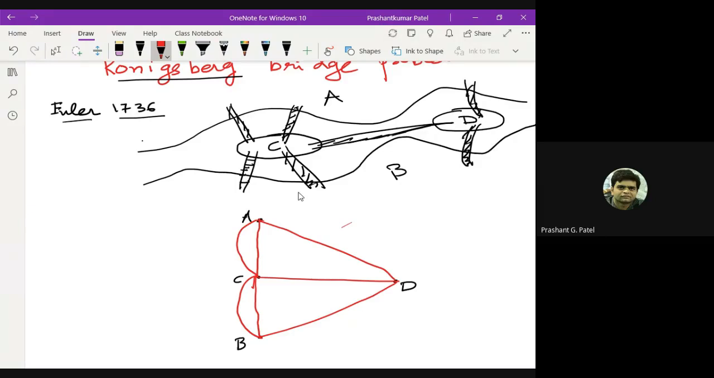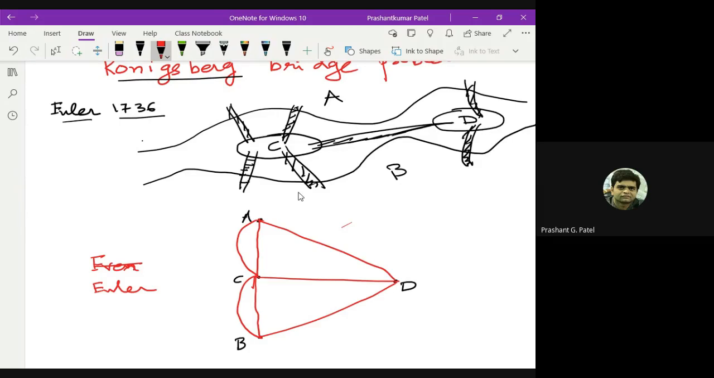And Euler stated the solution of this problem. He says that a connected graph. What do you mean by connected graph? That means there will be a path between every pair of vertices. What is meant by path, we'll discuss, but you can correlate with that. Euler says that a graph is Eulerian graph.